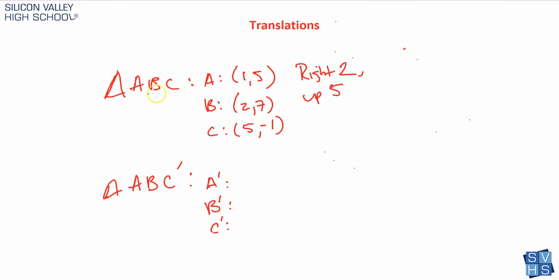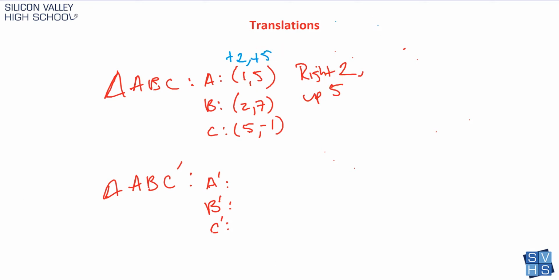Let's say they said, take this entire triangle ABC with the points A (1, 5), B (2, 7), and C (5, -1). These are totally made up. Whatever. We have 3 points because 3 points make up a triangle. And they say, find ABC prime after it's been translated right 2 and up 5. This is pretty easy. Again, right and left are the x direction. Right is positive, so I can write +2 in the x direction, right? And up 5, that's the y direction, and up is positive, so that would simply be +5.